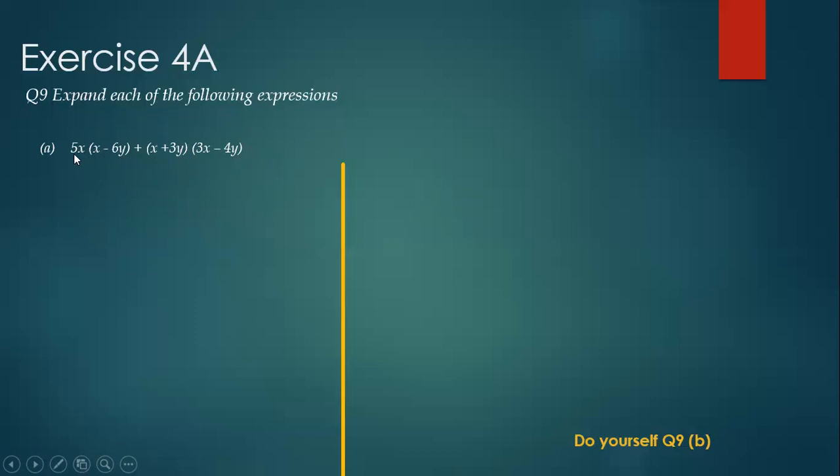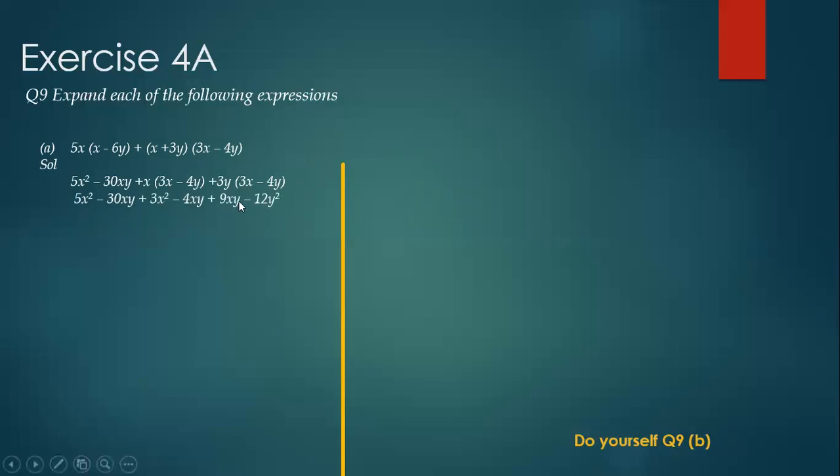So when you're going to multiply 5x with x, you're going to get 5x square, and multiply 5x with minus 6y, you're going to get minus 30xy. Now once you multiply x with 3x, you're going to get 3x square, and x with minus 4y, you're going to get minus 4xy. And this will be written as it is in the next step. Similarly, when you multiply plus 3y into 3x, you're going to get plus 9xy, and 3y times minus 4y will give you minus 12y square.